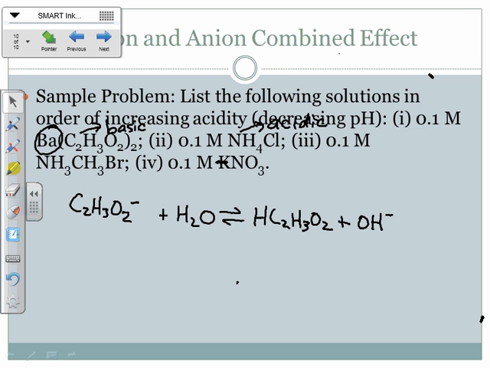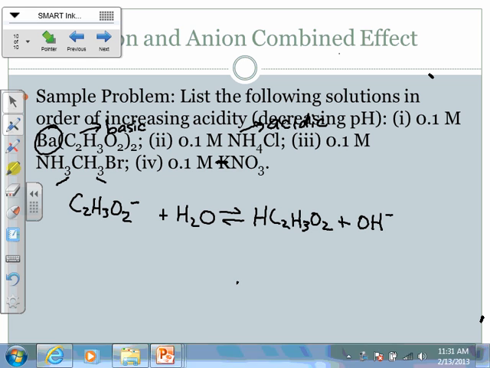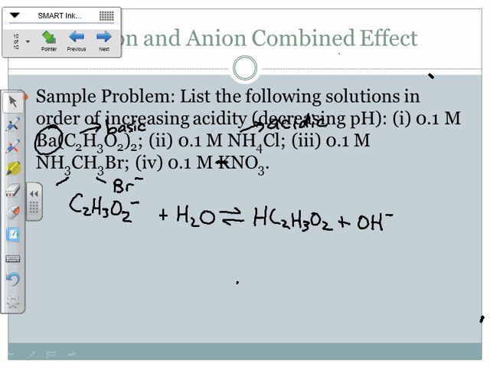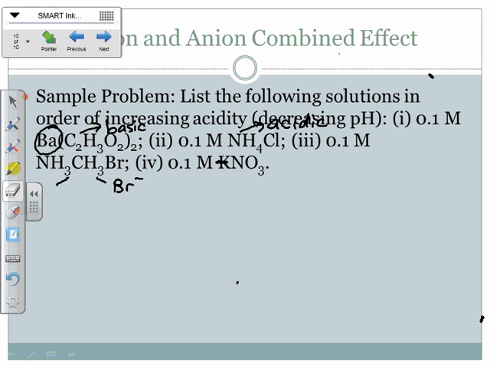Alright, next one down, NH3CH3Br. Once again, first of all, and this confused me the first time I went through it, this is going to dissociate into Br minus, and I should erase this other stuff so you can see what I'm doing here, and NH3CH3 plus.